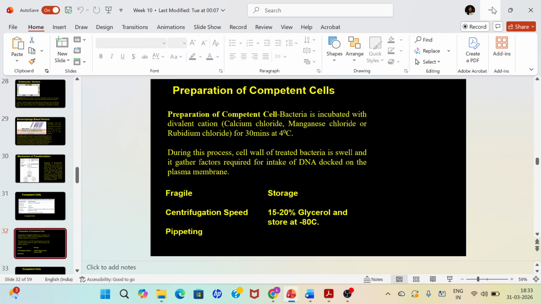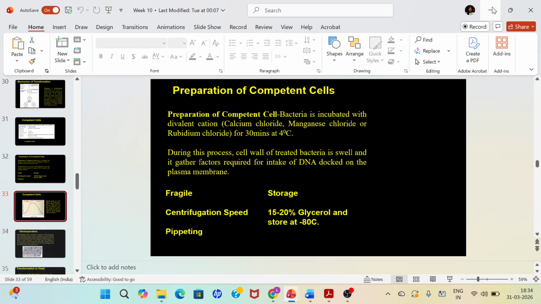Okay. So for preparation of competent cells, generally bacteria are incubated with a divalent cation, calcium chloride, magnesium chloride, or rubidium chloride, for 30 minutes at 4 degrees Celsius, and during this process the cell wall of the treated bacteria swells and gathers factors required for intake of DNA, docked on the plasma membrane. So the treatment with this divalent cation is very, very important.